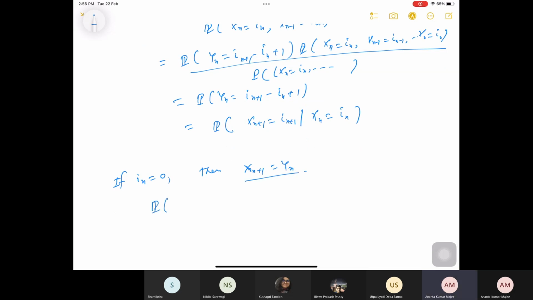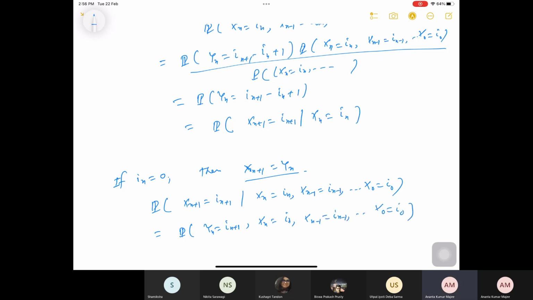Okay, so in this case, what I have is the probability of X_{n+1} equal to i_{n+1} given X_n equal to i_n, X_{n-1} equal to i_{n-1}, up to X_0 equal to i_0. This is the same as the probability of Y_n equal to i_{n+1}, X_n equal to i_n, up to X_0 equal to i_0, divided by the probability of X_n equal to i_n, X_{n-1} equal to i_{n-1}, and X_0 equal to i_0.